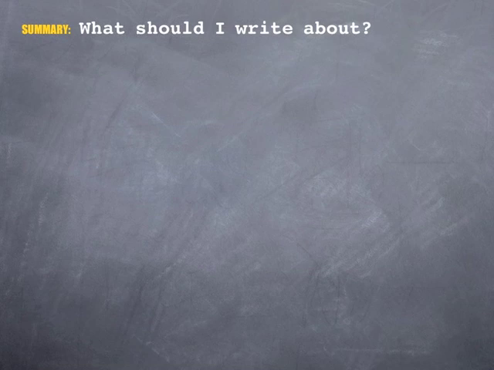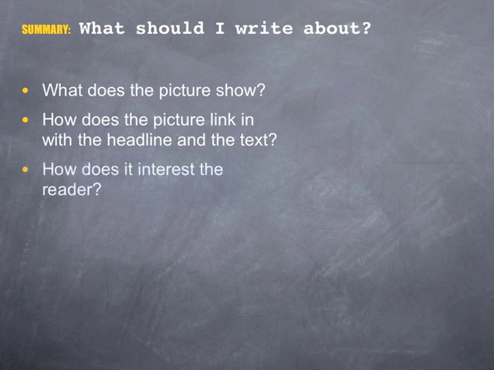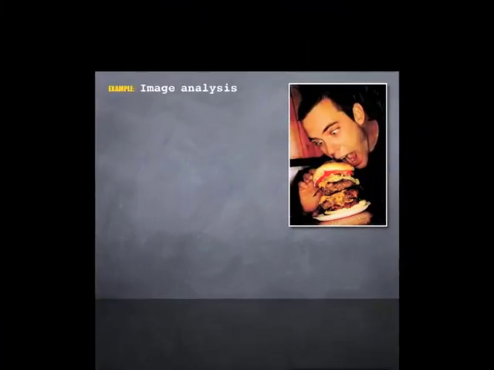So in summary, what should you write about? First, write about what the picture shows. You could also mention how it links in with the headline and the text. Remember that the job of a picture is to raise interest in the reader and get them reading the main text, so you should consider the tone of the image. For example, is it serious or light-hearted? Depending on the content of the image, you should write about people and their appearance, faces and body language. You could also mention the use of colour, because these symbolise mood, themes and ideas. Always refer to the images for evidence, just like you would use quotes to refer to the written word.